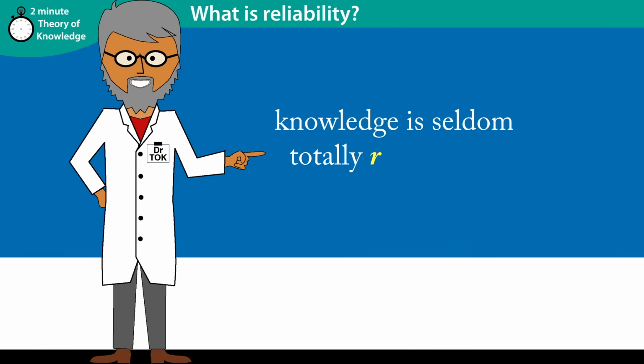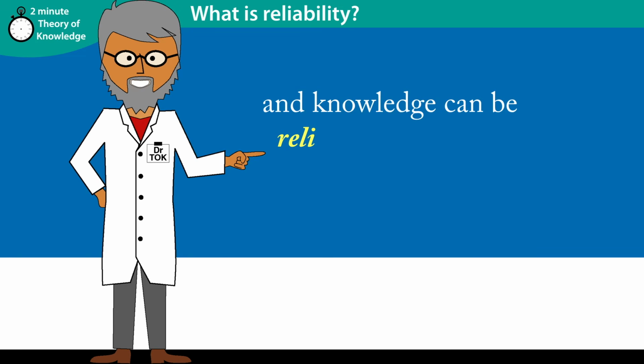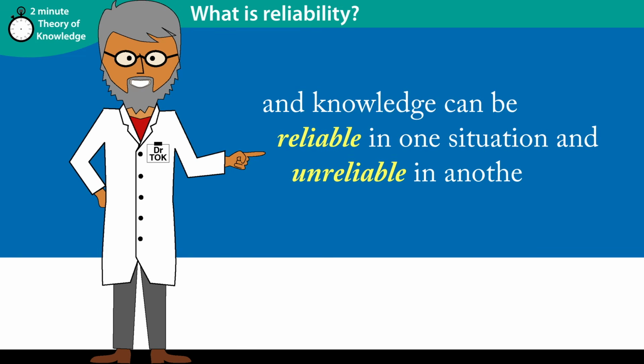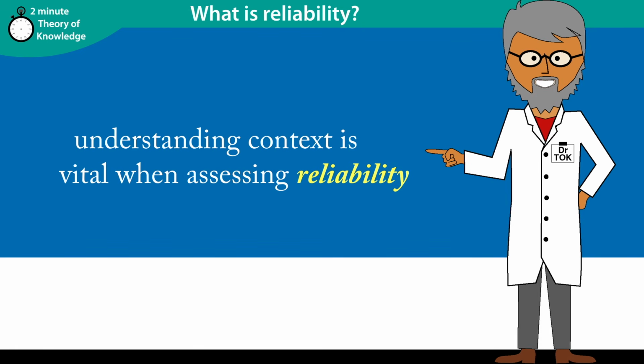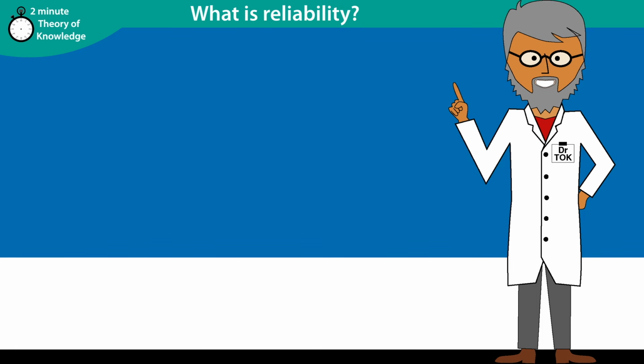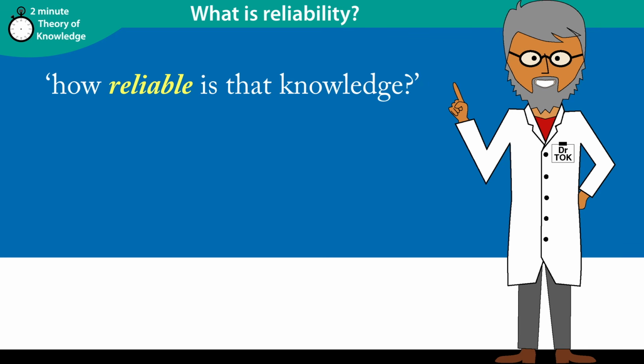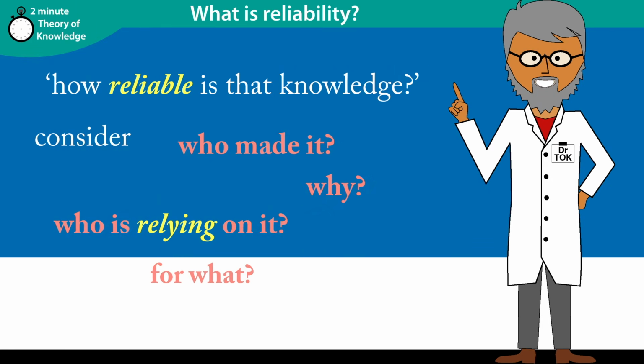Knowledge is seldom totally reliable or unreliable, and knowledge can be reliable in one situation and unreliable in another, so understanding the context is vital when assessing reliability. When facing the question, how reliable is this or that knowledge, you need to consider who made it, why, who is relying on it, for what, in what circumstances, and so on.